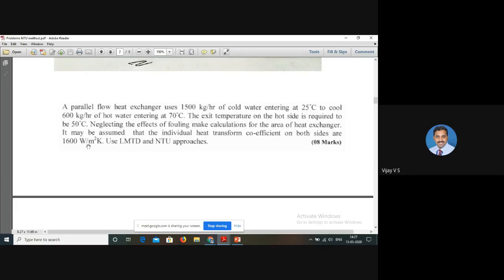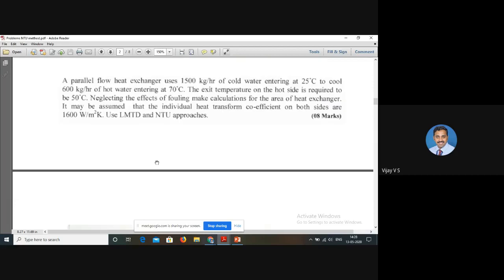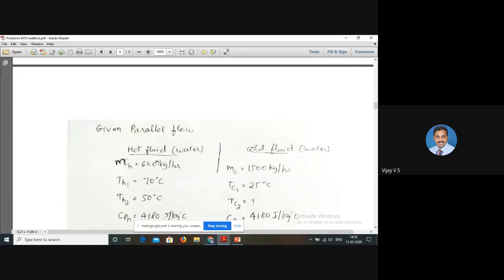So this is not the overall heat transfer coefficient. What does this individual heat transfer coefficient mean? It is Hi and H naught on both sides. Now the question asks you to find the area of the heat exchanger, but using both methods. You have to use the LMTD method and also the NTU approach. In both methods we are supposed to get the same answer, right? Now we will just see the data.